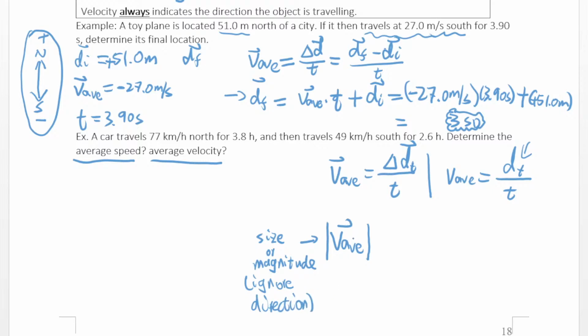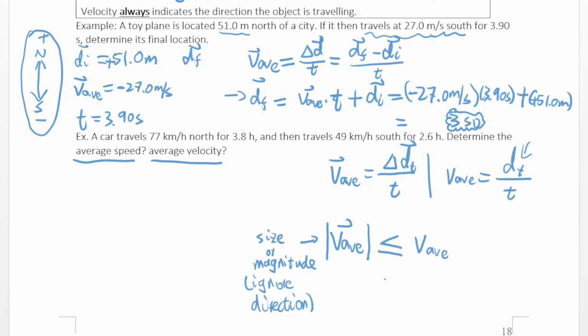The magnitude of velocity will always be smaller, well, I guess it could be equal, right? If there's no change in direction, it will always be less than or equal to average speed, which is scalar. There's no direction, so I don't have to do the weird vertical line magnitude stuff. This is scalar, so I don't have to do that. So the size of velocity is always going to be smaller than that of average speed. They are only equal. Well, here's the question.